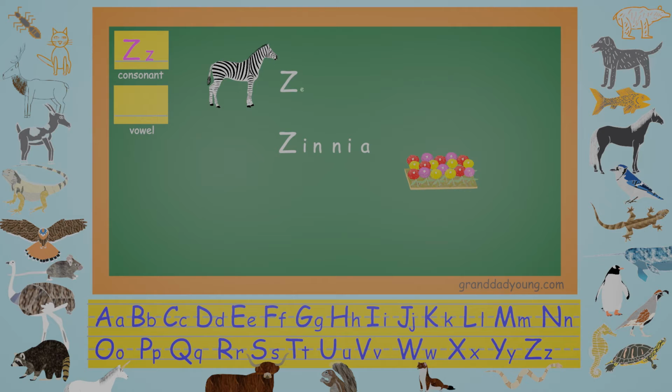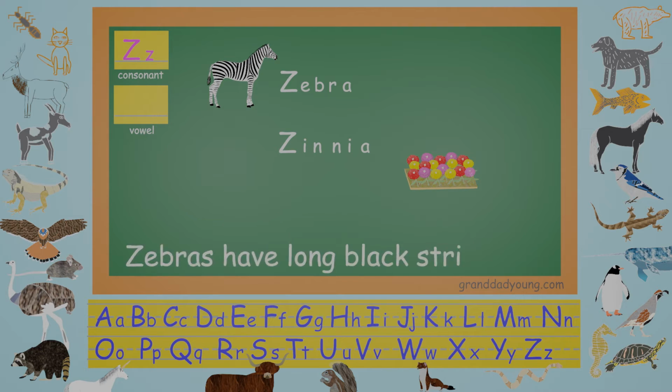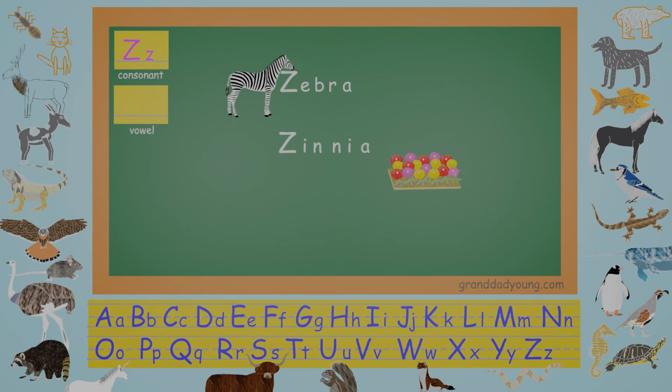Zebra, Z-E-B-R-A. Zebras are most common in South Africa and have a very distinct coat. Zebras have long black stripes.